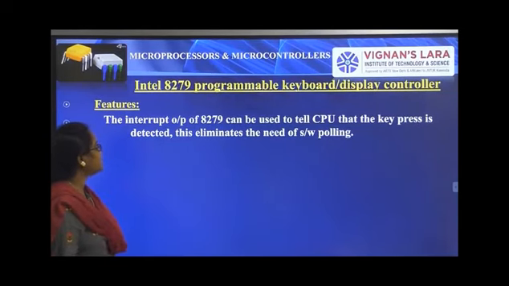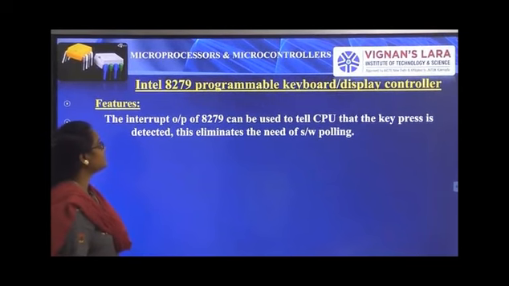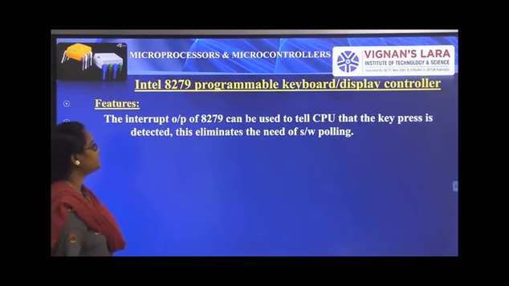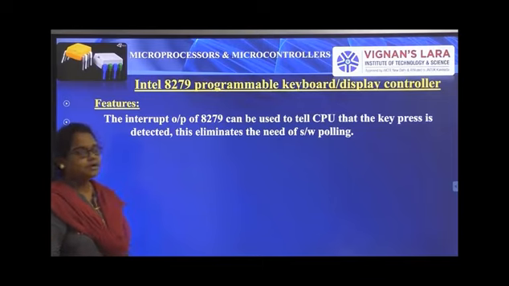Students, in this class I am going to explain about the Intel 8279 programmable keyboard and display controller, which we are going to interface with the 8086 microprocessor. Here 8279 is a keyboard and display controller which is used to control the keyboard and display by using the 8086 commands and the ALP program written for the 8086 microprocessor.